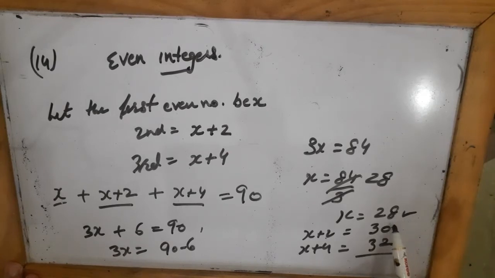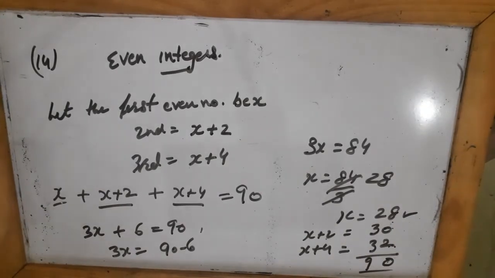Means 28 के बाद आता है 29, which is odd. I don't want that. 28 के बाद आता है 30. So 30 के बाद even integer आता है 32. And when I add them, you will get 90. So this is how we solve this equation.